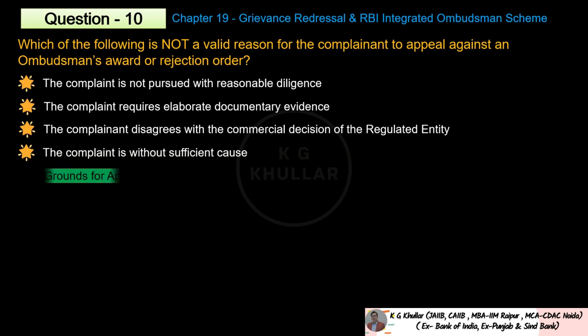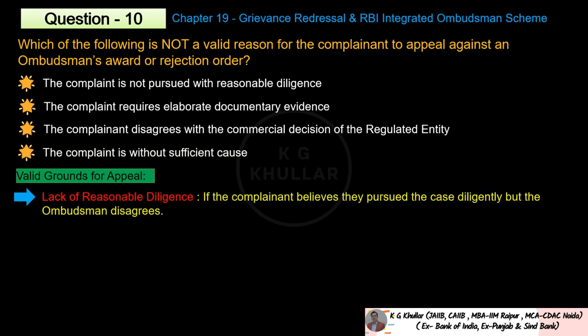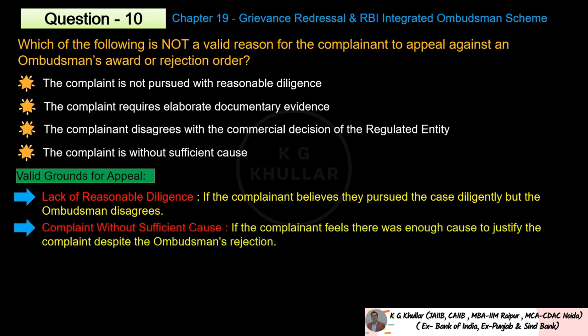Now friends, please note, disagreement with the regulated entity's commercial decision is not a valid reason for a complainant to appeal against an ombudsman award or rejection order. However, the valid grounds for a complainant to appeal against an award or rejection include, first, lack of reasonable diligence. Friends, if the ombudsman concludes that the complainant did not pursue the complaint with reasonable effort or diligence, then this can be the reason for rejection. However, if the complainant feels they did pursue the case diligently, then they can appeal against the rejection on this basis.